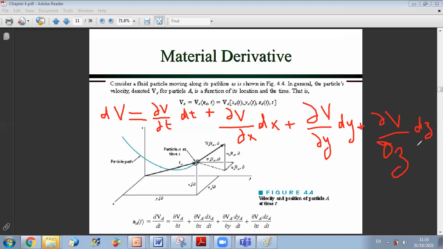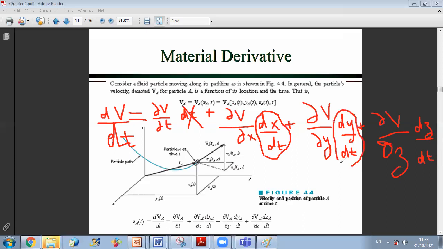And now, since I am interested in dv by dt, if I divide by dt, what will happen? So this dt will cancel out. I have here dx over dt, dy over dt, and dz over dt. And I can say now that when I talk about x with respect to dt, then I am considering a particle and I follow it with time. And this is the Lagrangian approach. So if you want, this relation here will relate the Eulerian approach to the Lagrangian one.